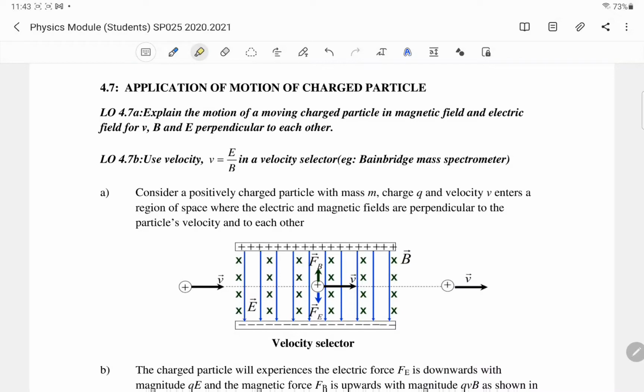Assalamualaikum and good day everyone. So today we look at 4.7, application of a motion of a charged particle. 4.7a, you have to explain the motion of a moving charged particle in magnetic field and electric field, and then you have to use velocity V equal to E over B in a velocity selector. Okay, we consider a positively charged particle with mass m, charge q and velocity v enters a region of space where the electric and magnetic field are perpendicular to each other.